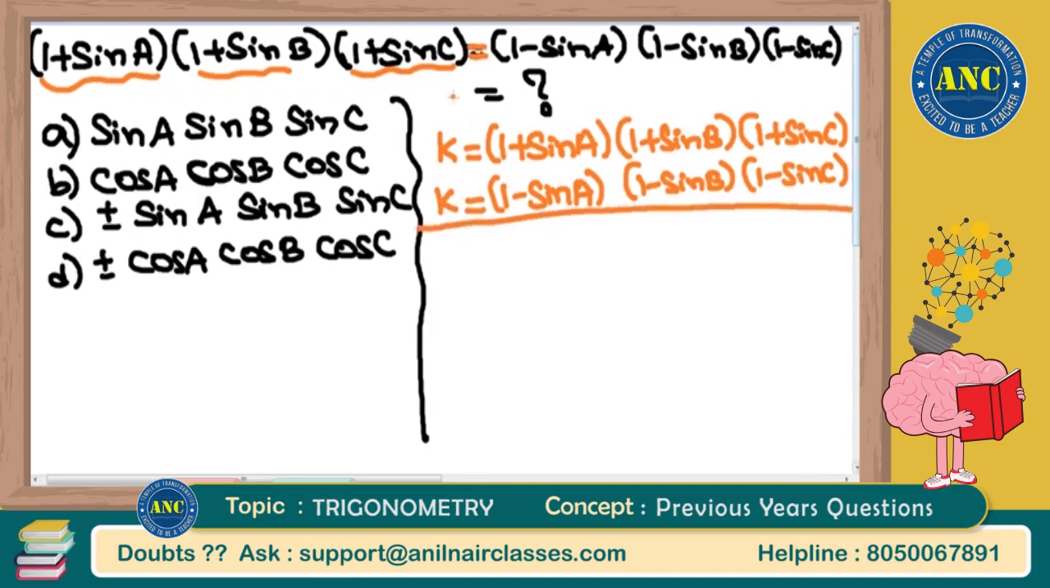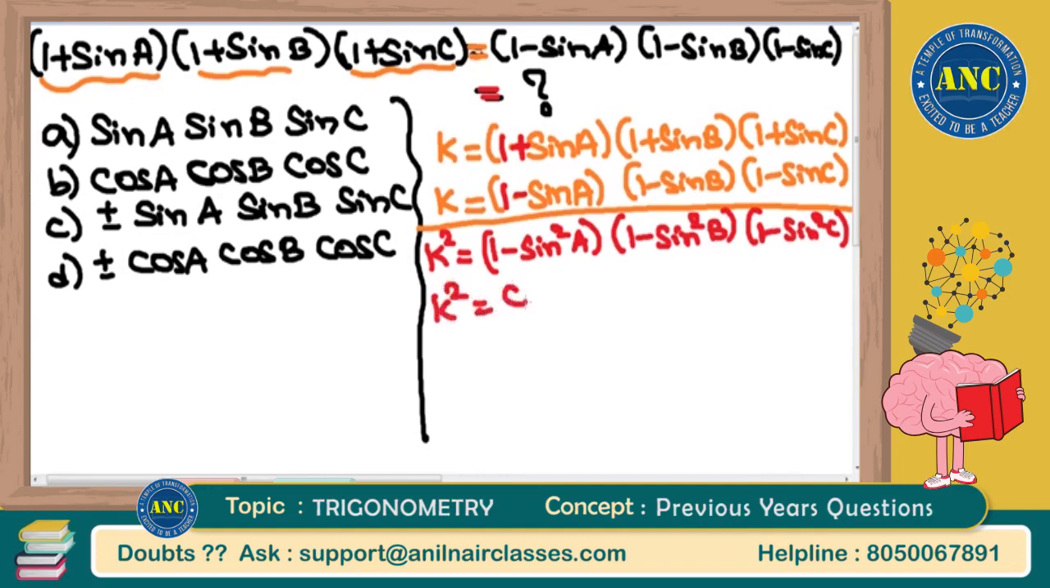Now what is it that I require? I require the value of this particular expression. If I multiply the two equations, the left hand side becomes k into k, which is k square. On the right hand side, (1 plus A)(1 minus A) is 1 square minus sin square A. Next it is 1 square minus sin square B, and next 1 square minus sin square C. Now I can say k square is nothing but cos square A into cos square B into cos square C.